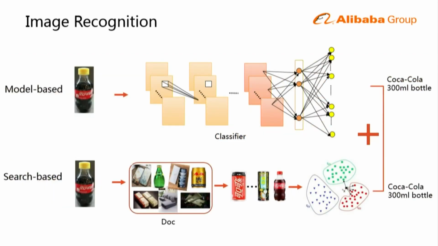And then we can see that this page illustrates a general pipeline of image recognition. For a given query image, we can train a classifier, for example, a deep learning neural network, and classify which category the image belongs to. So for example, for the given case, it is a Coca-Cola 3 milliliter bottle.